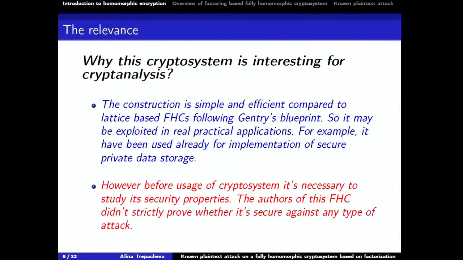Why do we analyze this cryptosystem? First of all, it is simple and very efficient. It has very good prospects to be used in real world applications. But also, the authors of this cryptosystem have already used it to implement a private data storage. But the security of this cryptosystem wasn't studied thoroughly. And here we fill this gap.